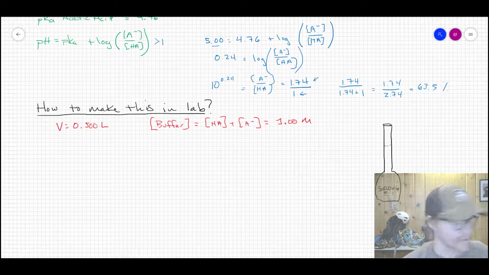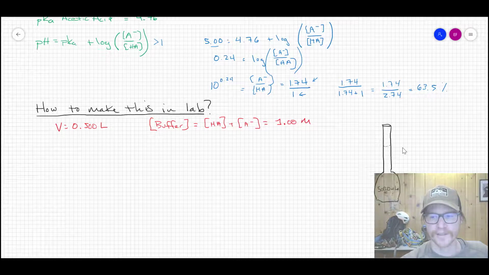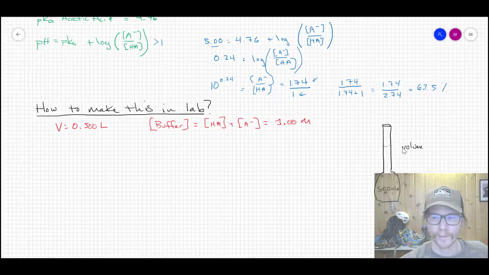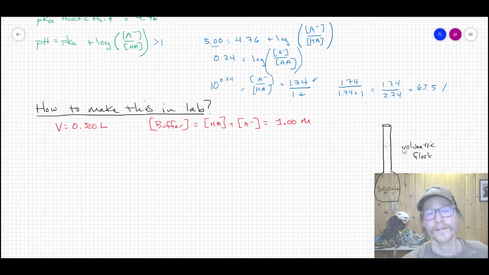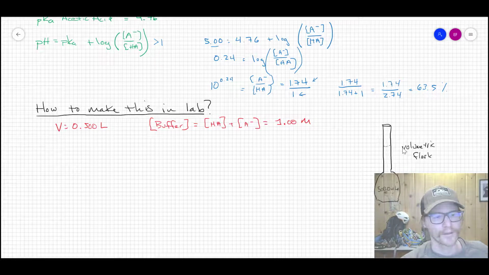So you'd start by grabbing a 500 milliliter volumetric flask, like the beautiful picture I have drawn here. The benefit of that is it's going to give us exactly the solution volume we need, which is important here. So we've got the volume taken care of. How do we compute what we need for a 1 molar buffer? Well, we can do it two different ways. The way I'll show you first comes back to this 63.5%.